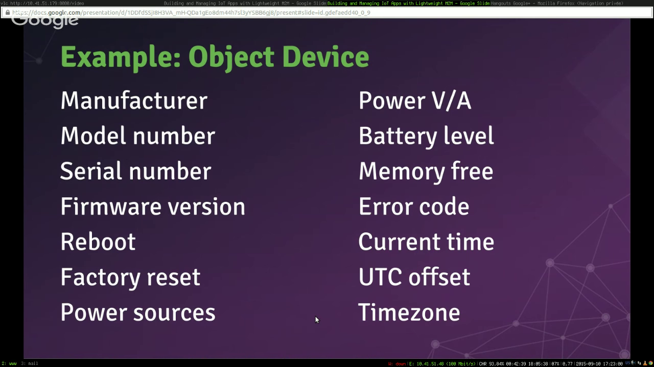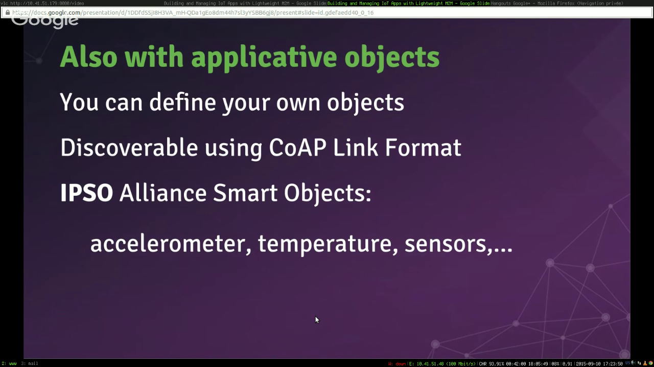You have a resource for triggering a reboot, if you want to reboot your device remotely, for resetting to factory settings, for monitoring the power sources. If you are using a battery, you can see the battery level, and the memory. You can get some error code management: if you want to check if your device has a problem, the device can put a code inside these resources and say, okay, I'm out of memory, or I have some other problem. You can also use this object for setting the time zone, or simply reading the time to replace, for example, NTP. If you don't want to have a full NTP client in your device, you can use that for updating the time. And you can also have your own applicative object, so you can define your own object for your application.